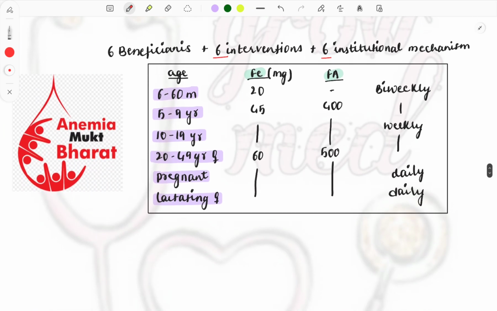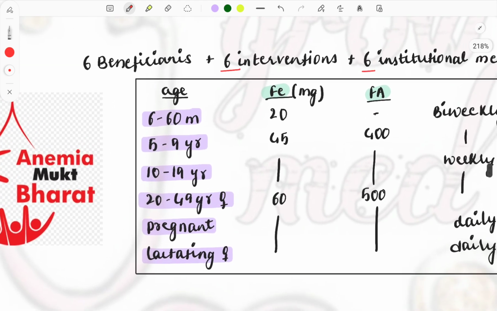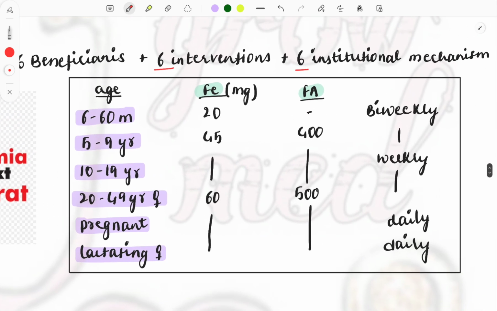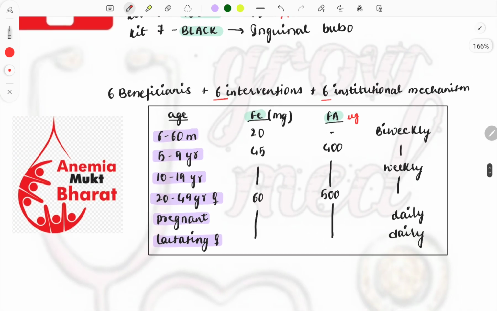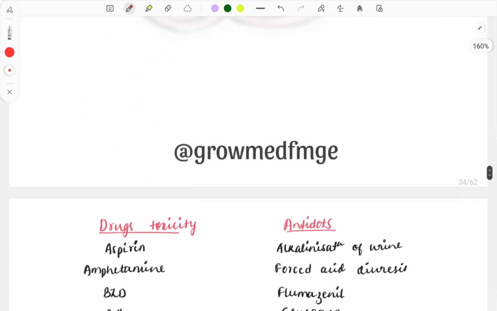And then this Anemia Mukt Bharat is also a repeat topic, and questions are asked repeatedly on this topic. So you need to mug up the whole age group and the iron and the folic acid, and the frequency when we will be giving it. Okay, so iron is given in mg and folic acid in micrograms. Okay, so these are the doses which you must remember.